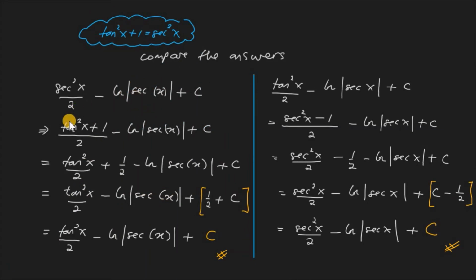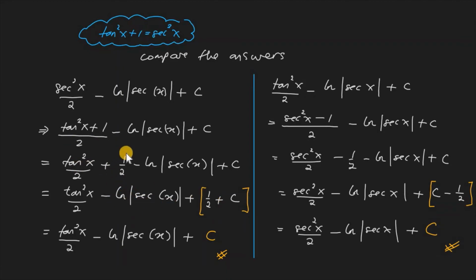So let's compare the answers. These are the answers given earlier. We got secant square x just now. But when we are changing it, playing with the identities, secant square is tangent square x plus 1. As we separate here, we have a constant number.